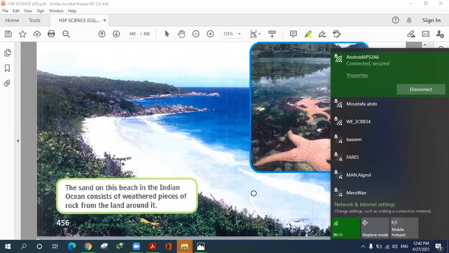So yes, it's where we stand. It's the part of the land. That's right. Well done. We can say it's the part of the land where water and land meet. Okay, water and land meet at the shoreline. Right?